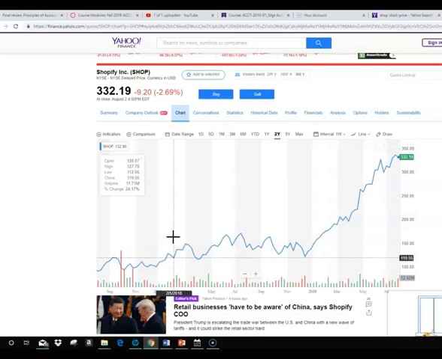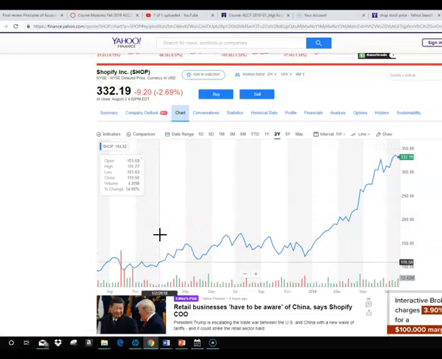So for example, if I look at Shopify right now, on Friday it closed at $332. Okay, I'm just rounding. So $332. But if I bought it back in 2018 at the beginning of the year, I can see that it was $110. So if I want to see how much I would profit by selling this right now, this is the calculation I would do.